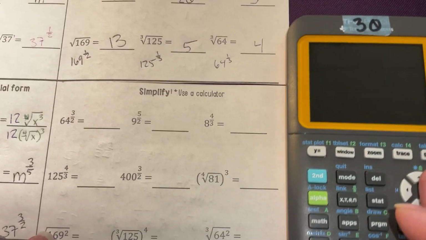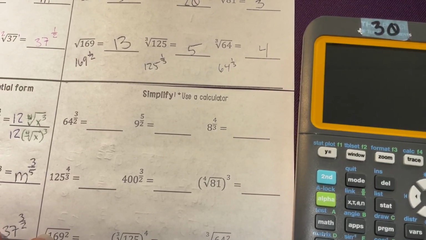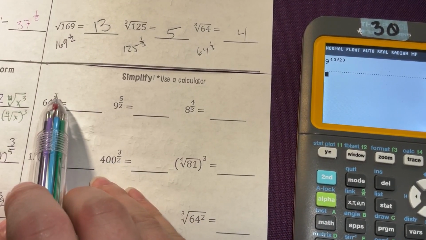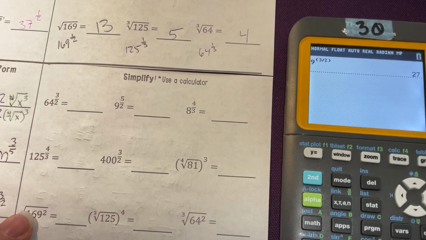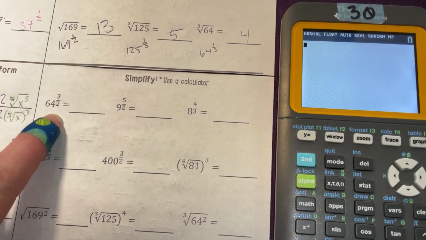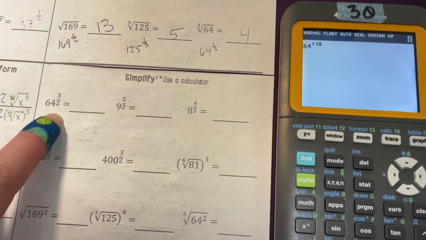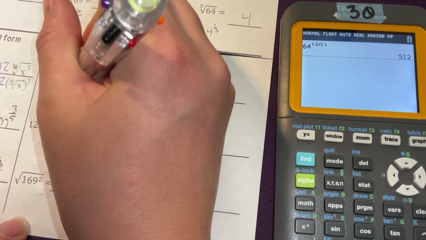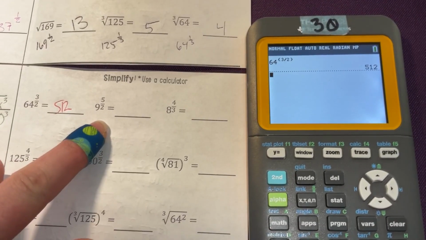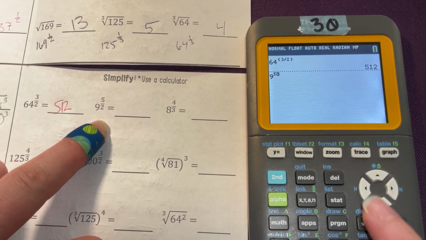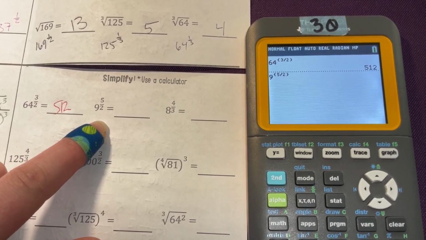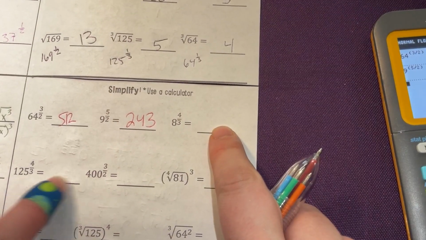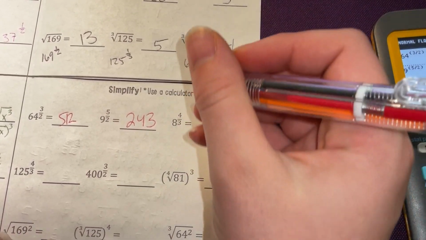Now I'm going to simplify using my calculator. And once again, just like before, it's the same type of numbers, but now this time we have numerators that aren't 1. So here we go. I'm going to type it just how I see it. 3 divided by 2, and I get 512. Ooh, that's a big old number. This one, I'm going to type it just like I see it. 5 divided by 2. I get 243. So why don't you try these last three totally on your own?